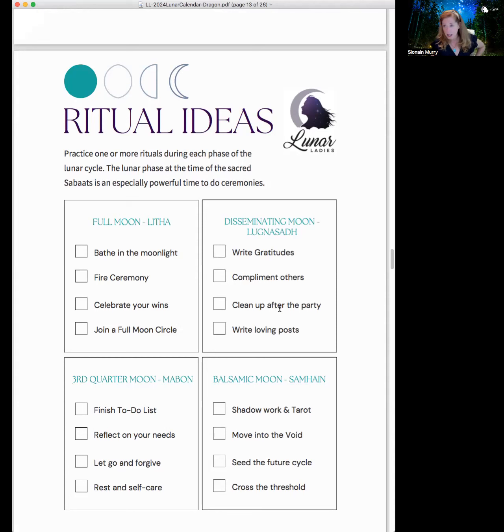It's also the time we clean up after the party. What do I need to start letting go of? What's old and no longer needed anymore as I'm growing and changing? And also, especially with social media, write loving posts during the disseminating moon phase. Like, really focus on sharing something that is uplifting.